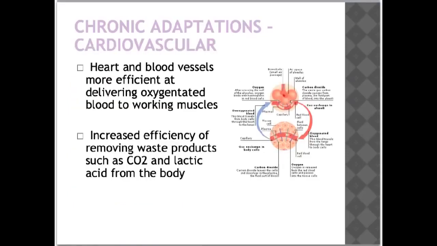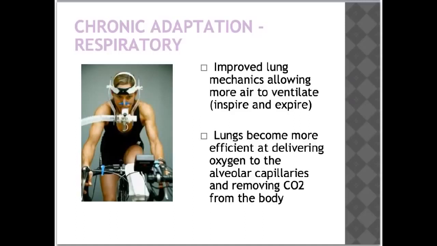Chronic adaptations in the cardiovascular system include heart and blood vessels become more efficient at delivering oxygenated blood to working muscles, increased efficiency of removing waste products such as carbon dioxide and lactic acid from the body. Chronic adaptations in the respiratory system include improved lung mechanics, allowing more air to ventilate. Lungs become more efficient at delivering oxygen to the alveolar capillaries and removing carbon dioxide from the body.